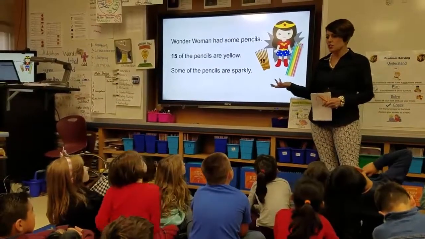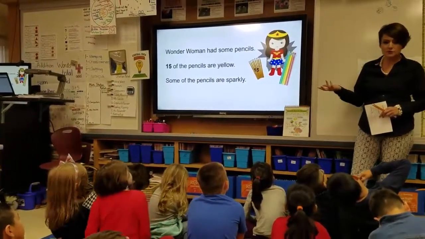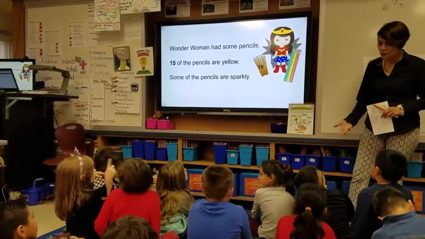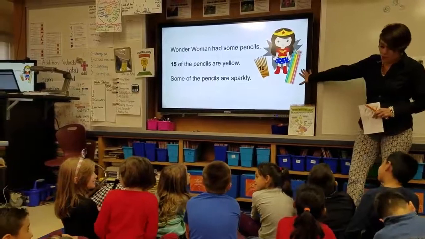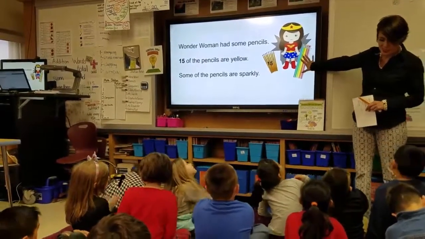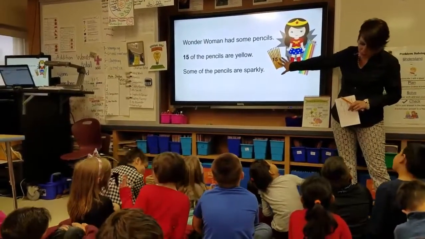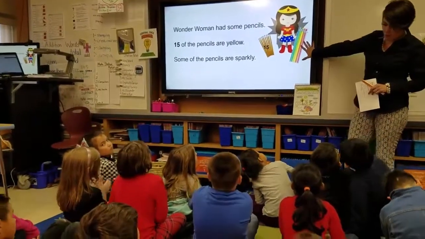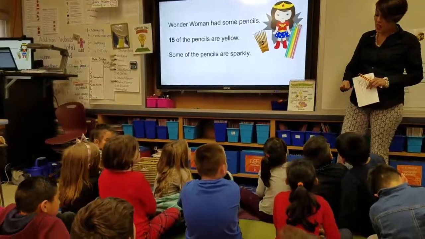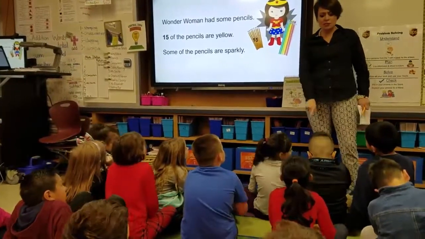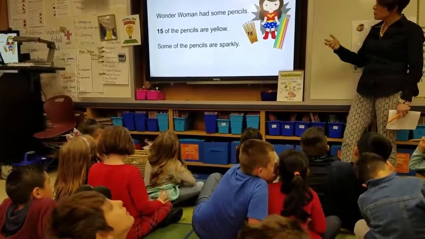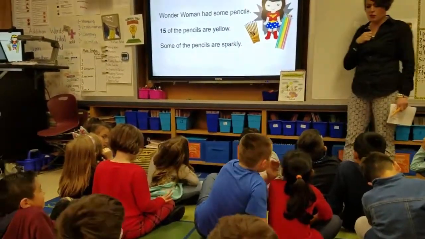What information are we missing? We need the sparkly pencils. How much do we have? 5. We need the sparkly pencils. Yeah. Well, you don't know the number just yet. This is an example. Did you know that this was 15? After you add it all together. Okay, well, at the end, we're going to add it all together. But let's go with that for a minute, Max. What number would you think would be a reasonable number to put in there for the sparkly pencils?